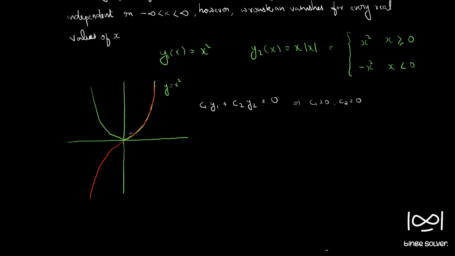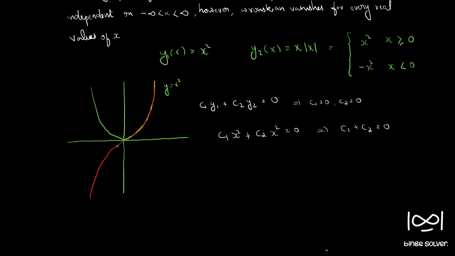But here, if we see, for all positive values of x, the function values will be the same, meaning x square. So we obtain c1 x square plus c2 x square equal to 0. From this we can say that c1 plus c2 has to be 0 for this equation to be true for all values of x. So we get c1 plus c2 equal to 0.